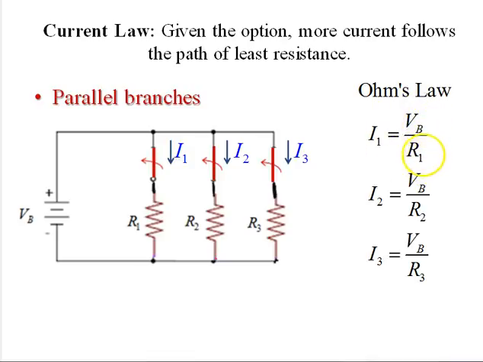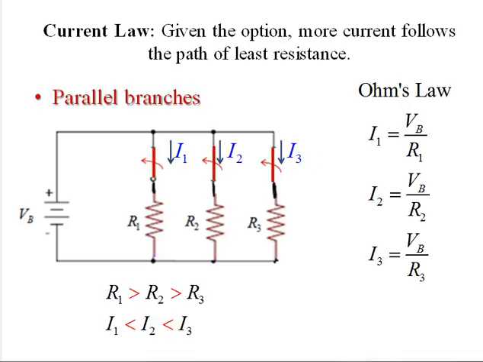They have the same voltage across them, so we can define their currents based on Ohm's law. The difference in their currents is inversely proportional to the resistance. So since R1 is greater than R2 is greater than R3, then I1 will be less than I2 will be less than I3.